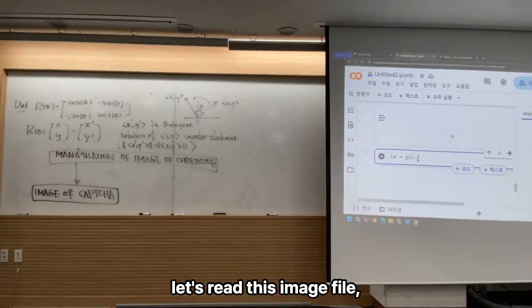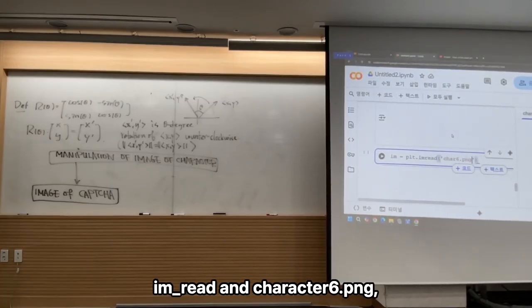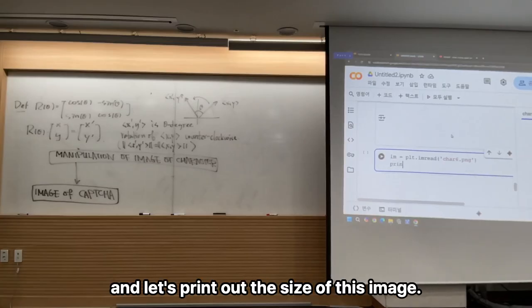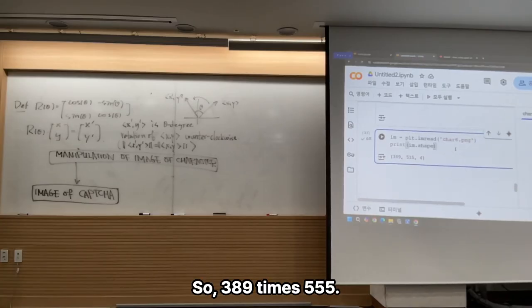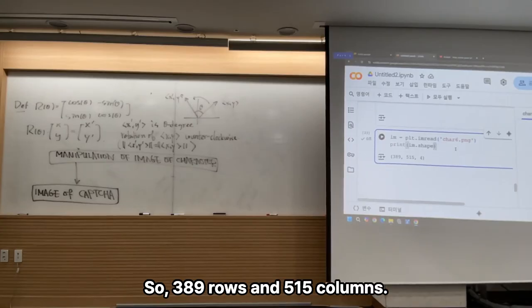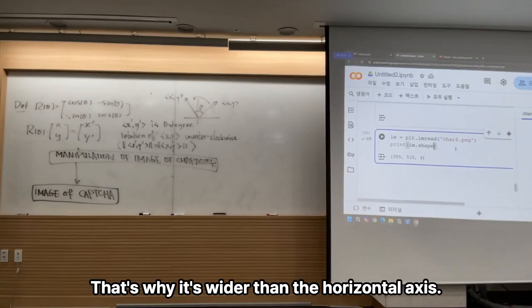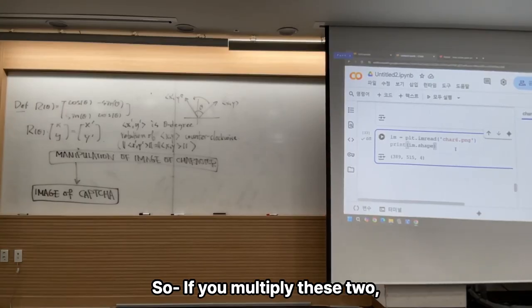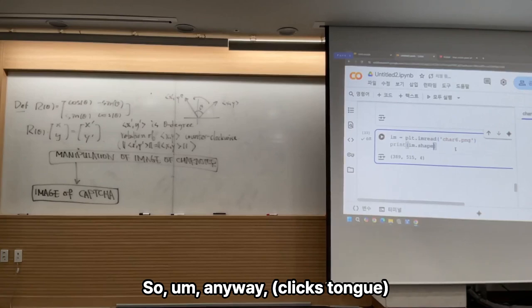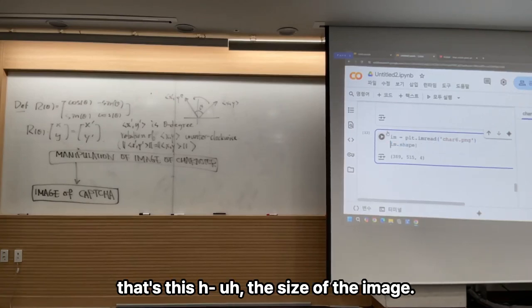Let's read this image file, imread, character 6 PNG, and print out the size of this image. So 389 times 515. So 389 rows and 515 columns. That's why it's wider than it is tall. If you multiply these two, that's quite big. Anyway, that's the size of the image.